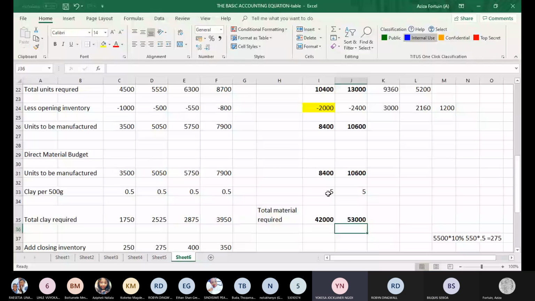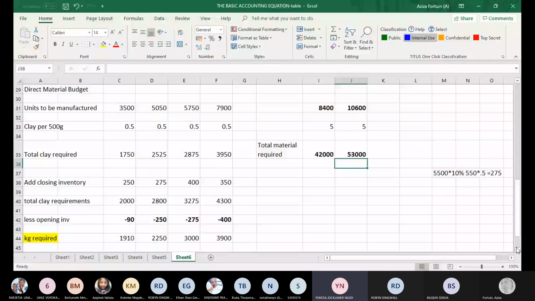Okay, so as Buki says, when we are working out the kilos, 5 kilos. Yes, I agree with you, which is 42,000 and 53,000.